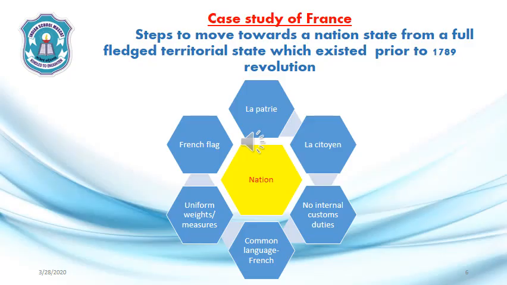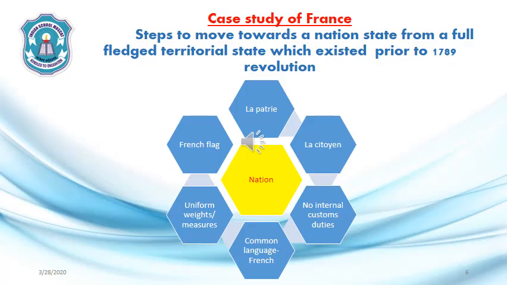Number one, the idea of fatherland, la patrie, or la citoyenne. They created a French flag, the tricolor flag. They also respected the language spoken in Paris as the national language. They also went to the extent of removing all internal trade barriers and introducing uniform weights and measures. So all these steps were taken by the government after 1789 so that there could be a sense of common identity in France, mainly after the revolution.